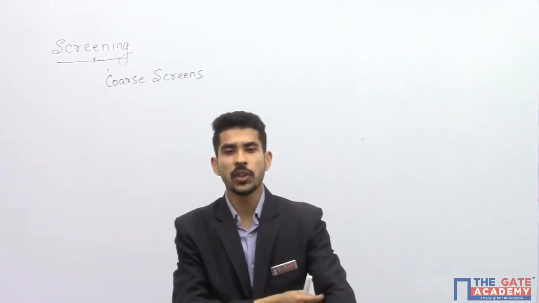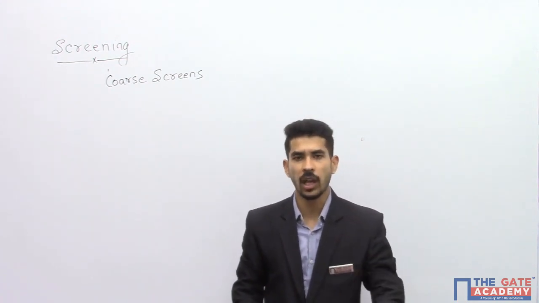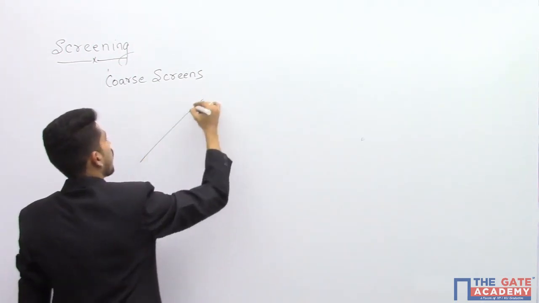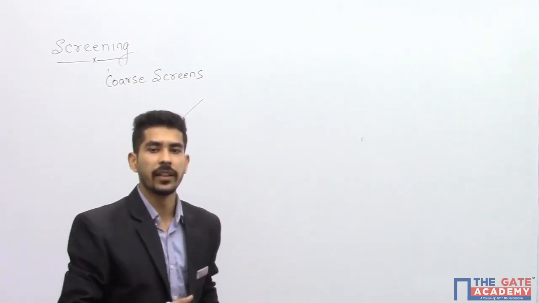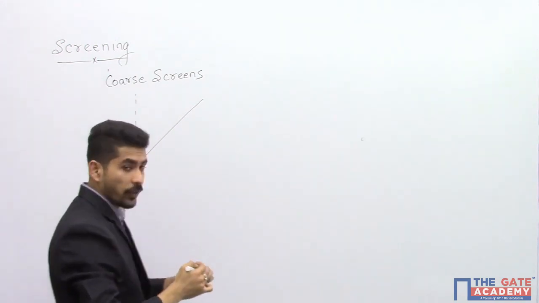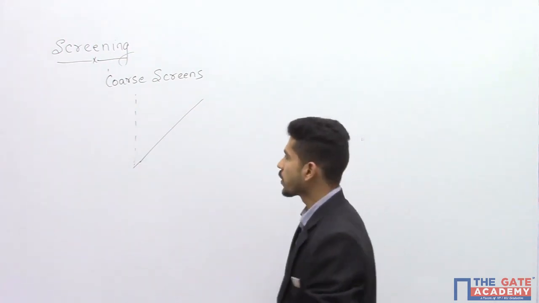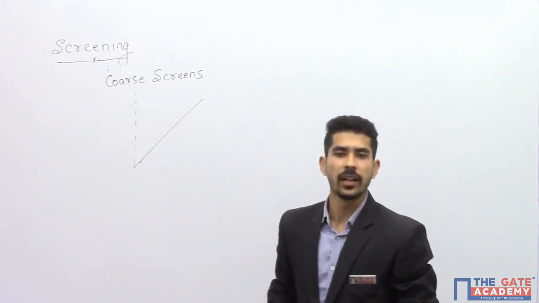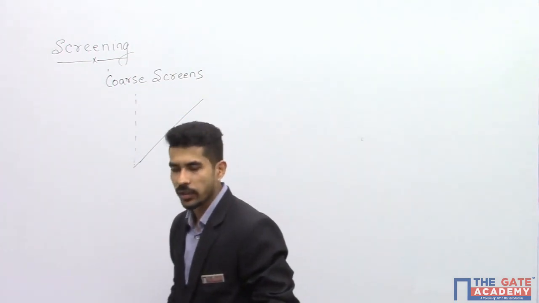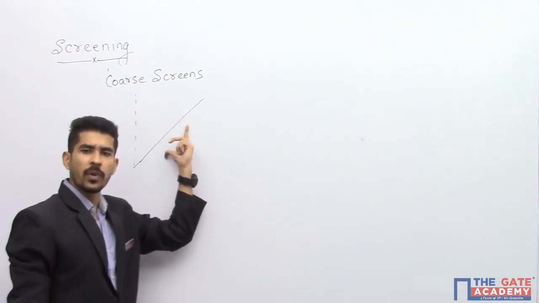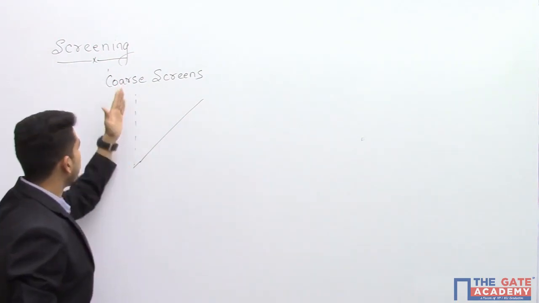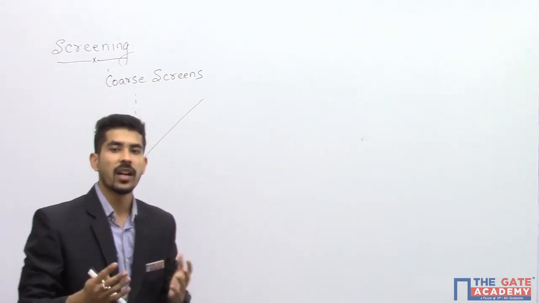Coarse screen is the unit used for the removal of heavy suspended impurities, and the arrangement of a coarse screen is something like this. The screens are inclined, not vertical. We can have two types of arrangements for screens. The first one is the vertical arrangement, and the second one is the inclined arrangement. We are not going for the vertical arrangement, but for the inclined arrangement. The simplest reason is that when you incline the screen, the maintenance is very easy. You can easily clean this screen. Whereas, the maintenance of the vertical screen is difficult.